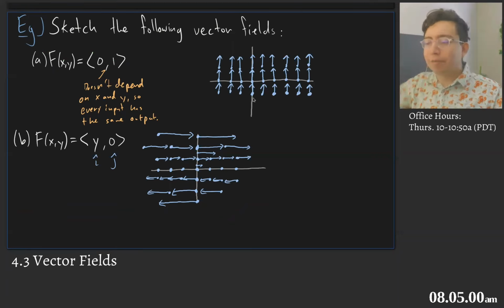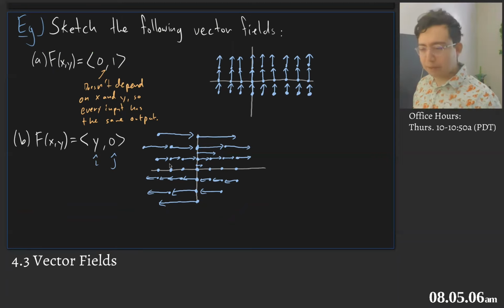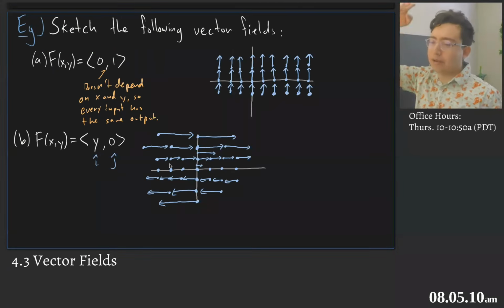Everything's just moving up. Here, everything's kind of moving on the upper half, everything's moving to the right. On the bottom half, everything's moving to the left. On the x-axis, nothing's moving at all. And then the further away you get from the x-axis, the stronger it is.